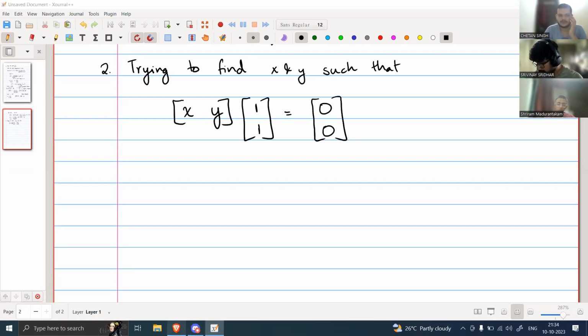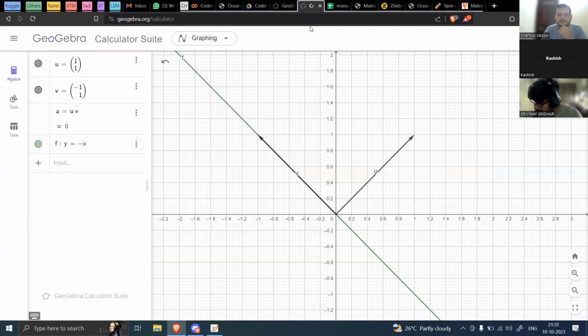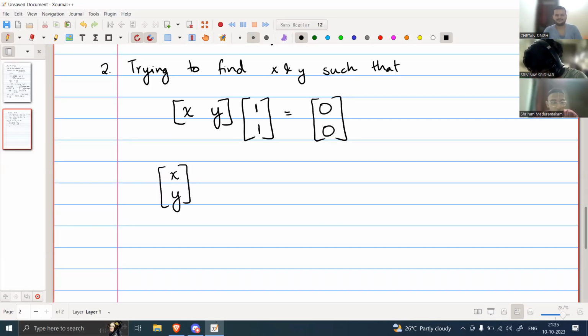It will be only 0. No, it will not be 0 comma 0, it will be only 0. Let's look at this. What is the shape of this vector? X, y is usually written like this, right? So this is maybe the transpose of this.